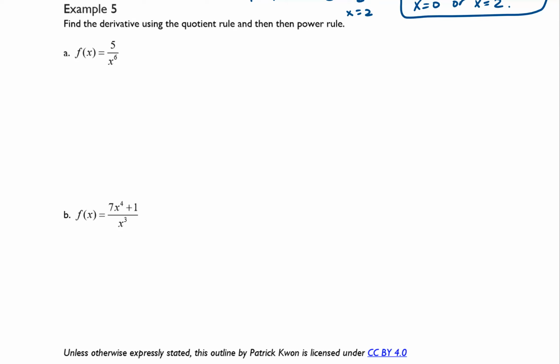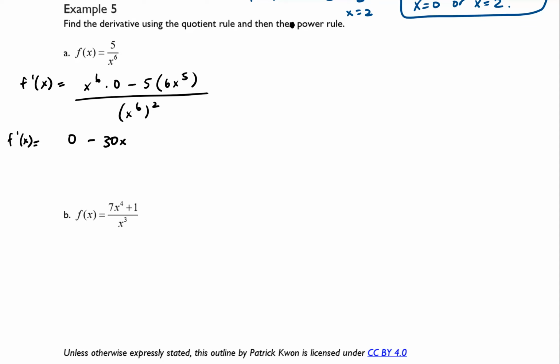Example 5 says find the derivative using the quotient rule and then the power rule. f of x equals 5 over x to the 6th power. So if we're finding the derivative, that would be bottom times the derivative of the top minus the top times the derivative of the bottom over the bottom squared. So that is going to equal 0 minus 30x to the 5th power over x to the 12th power.